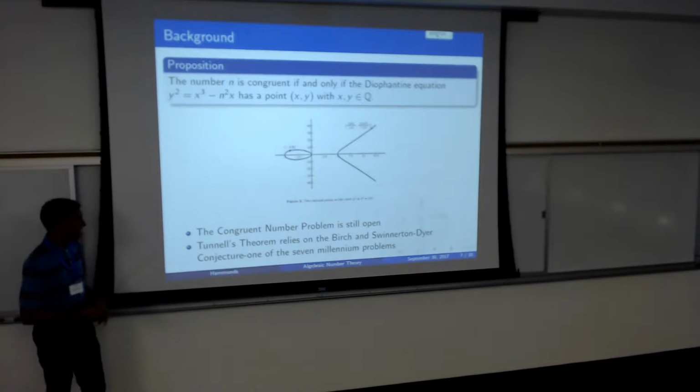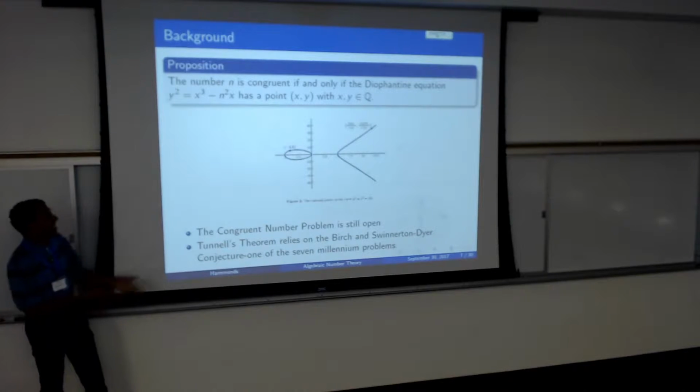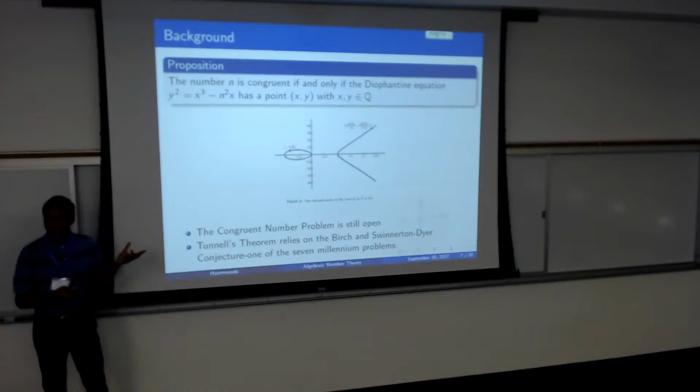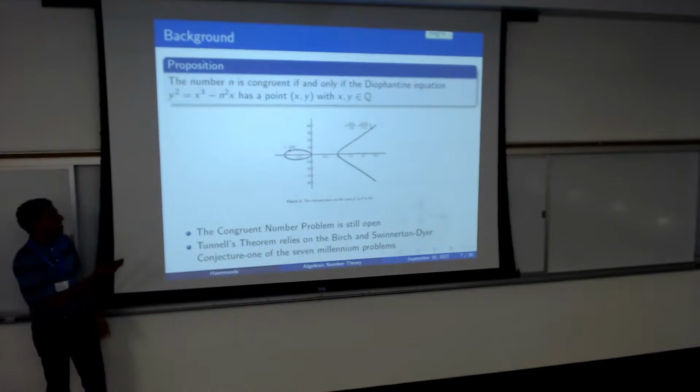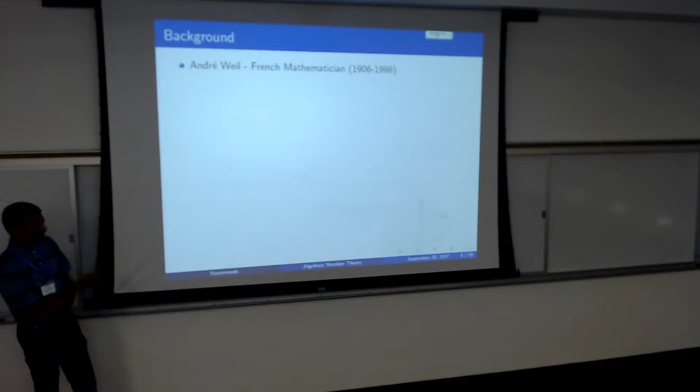And this is one of the seven Millennium Problems. So, I mean, that's pretty heavy stuff for just this problem about, okay, when are my triangles' areas integers? So some more background. And then André Weil comes along.